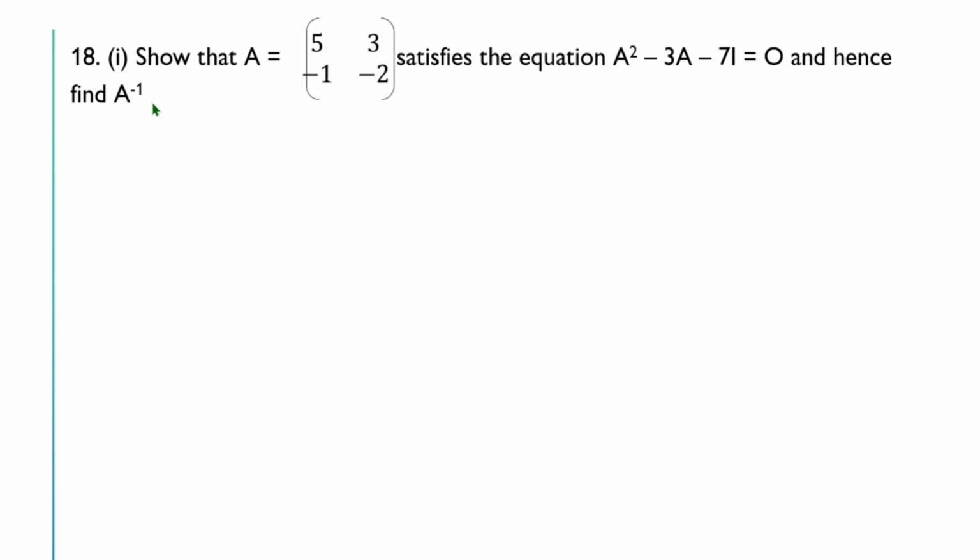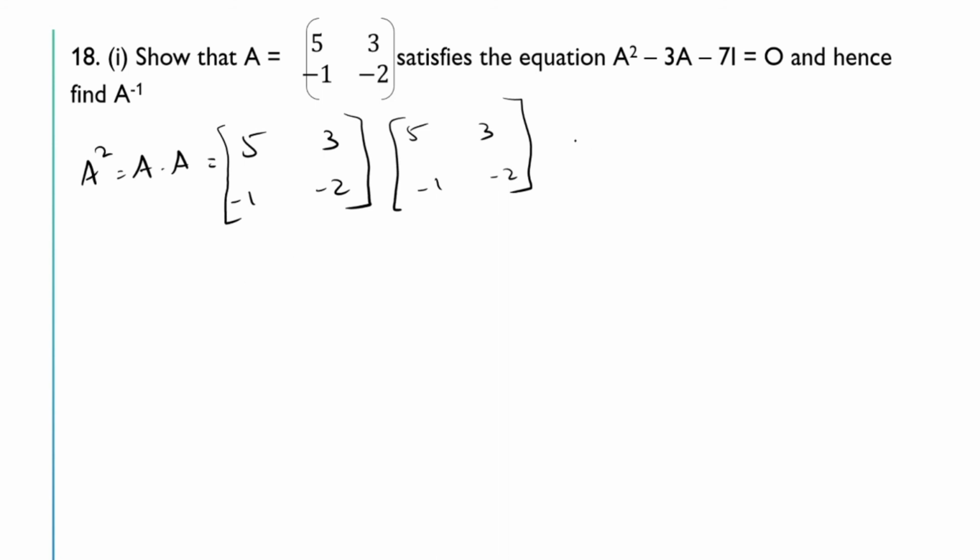Next question, show that A is equal to the matrix 5, 3, minus 1, minus 2 satisfies the equation A square minus 3A minus 7I equal to O, and hence find A inverse. So we have to show that this matrix satisfies this equation and we have to find A inverse. So first we will find A square. So A square is nothing but A into A is equal to 5, 3, minus 1, minus 2 into 5, 3, minus 1, minus 2.